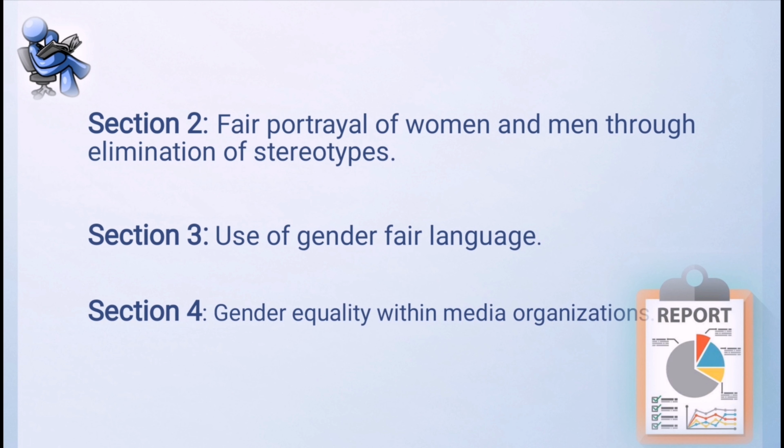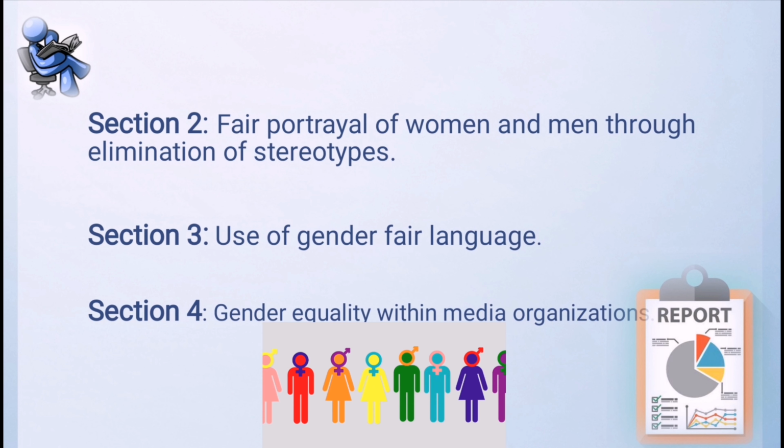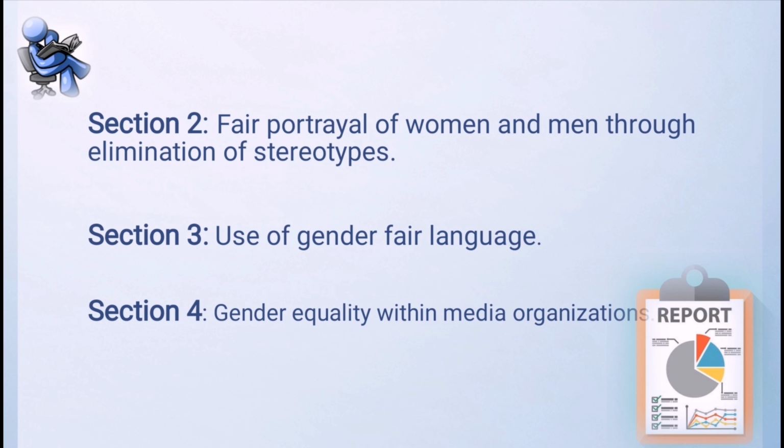Structures of many societies have been based on assumptions of sex-biased roles, which are entrenched in the use of language that misrepresents, excludes, or offends women. Careful use of language and images in the media will give a more accurate reflection of your audience or readership, and this can positively affect people's consciousness over time. And the last one is gender equality within the media organizations.